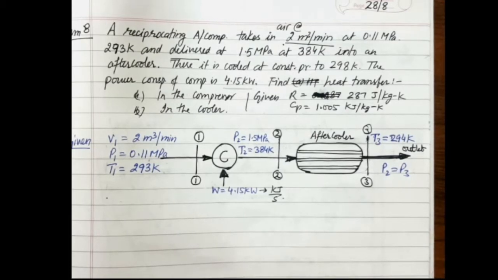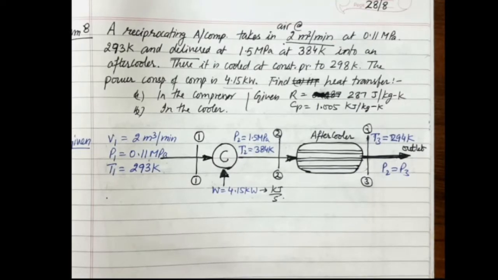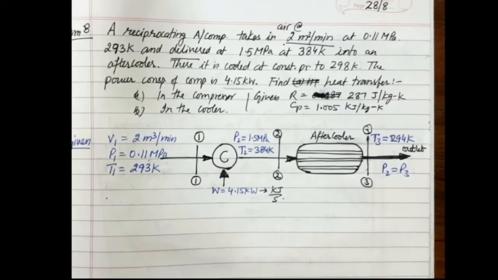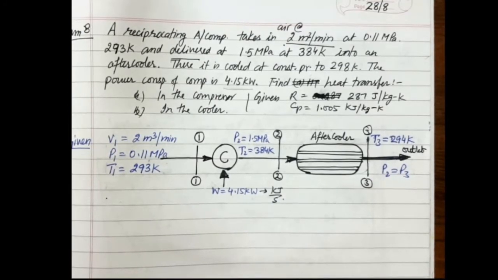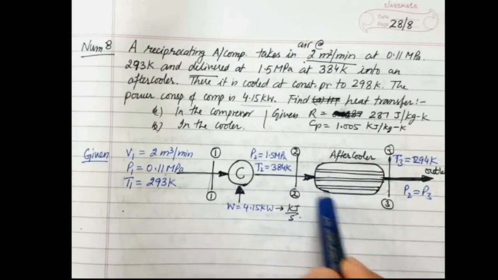Now in this question we have given that there is a compressor which is compressing the air. The airflow is given, which is 2 cubic meter per minute, and initial inlet pressure is 0.11 megapascal and temperature is also given at the inlet. The discharge pressure is 1.5 megapascal and the discharge temperature is also given, which is 384 Kelvin. Now it says that the compressor discharges the air into aftercooler. Basically aftercooler is a sort of heat exchanger.